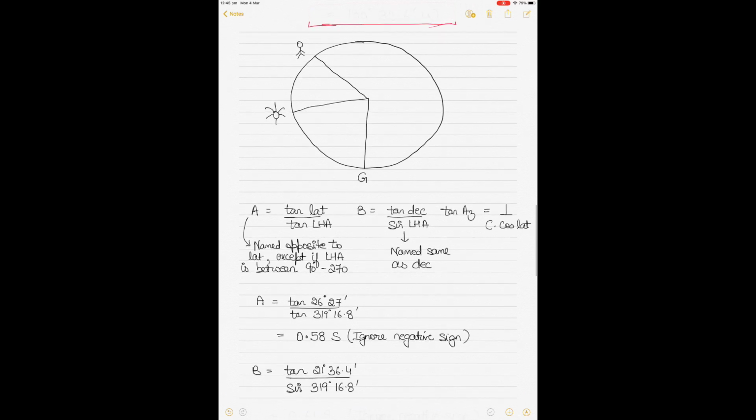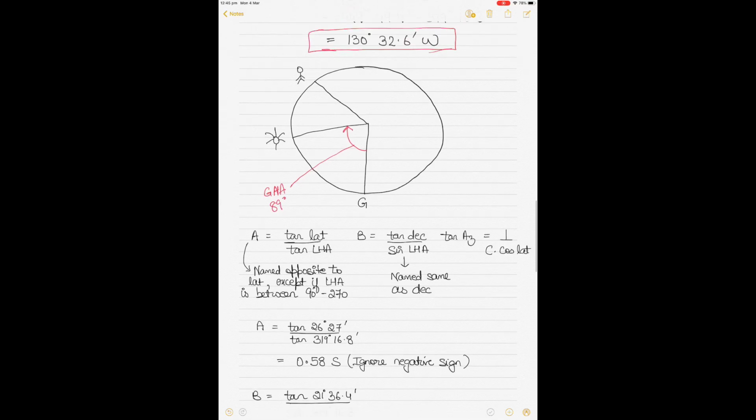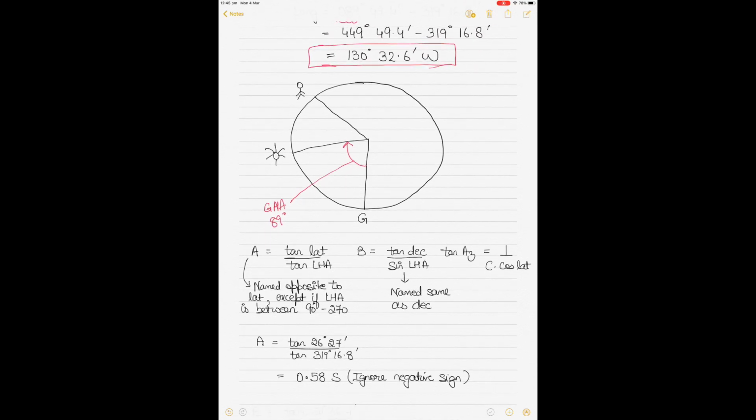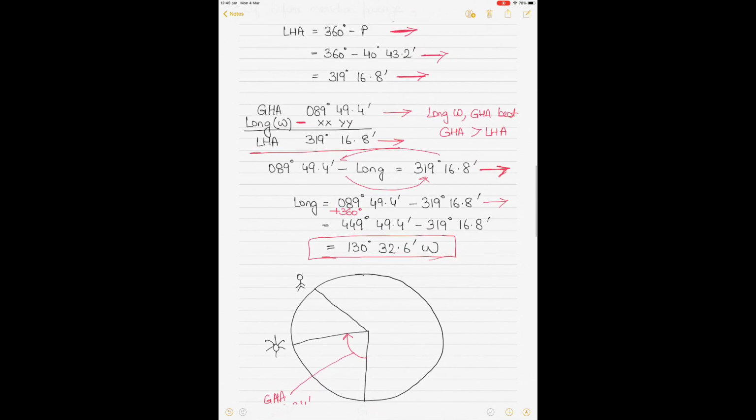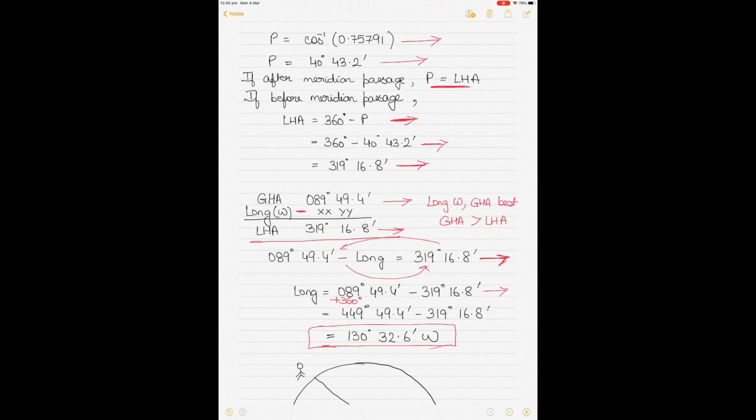If you have got your GHA as 89 degrees, GHA is the angle measured westwards from Greenwich to the celestial body. Now imagine this is the GHA, and this is 89 degrees. What was the exact value? 89 degrees 49.4. And then you have your LHA, or your P, that you calculated was 40 degrees 43.2.